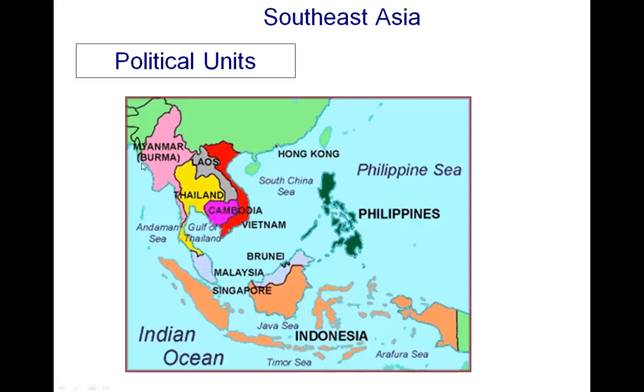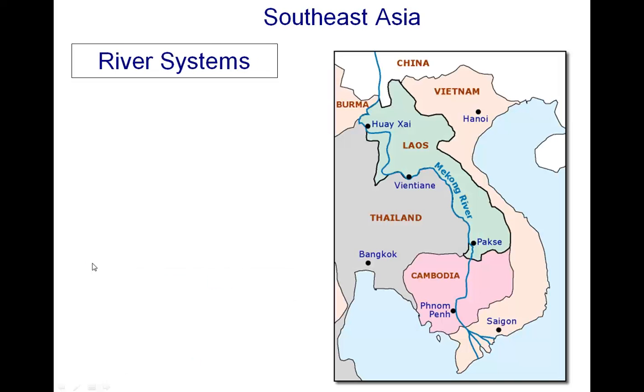In terms of countries, we have Myanmar, Thailand, Laos, Cambodia, Vietnam, the Philippines, Malaysia, Singapore, and Indonesia as major countries in the region. One of the major river systems that we see on the mainland is the Mekong River, going through Laos, through Cambodia, and into Vietnam.